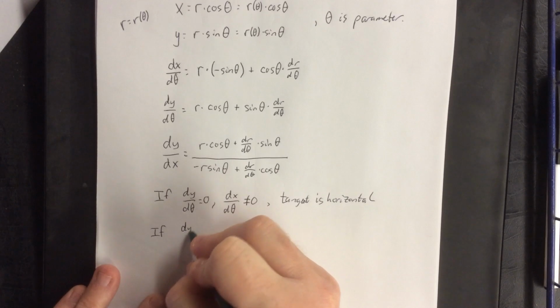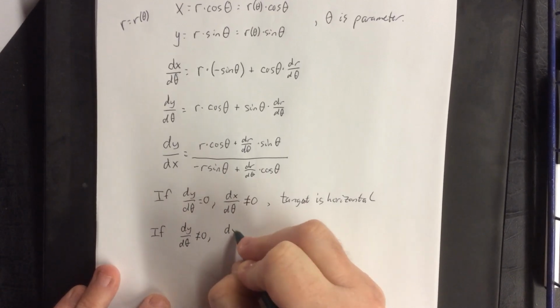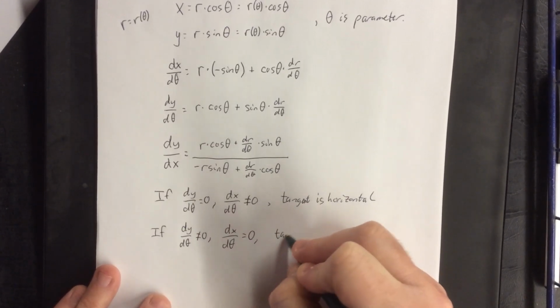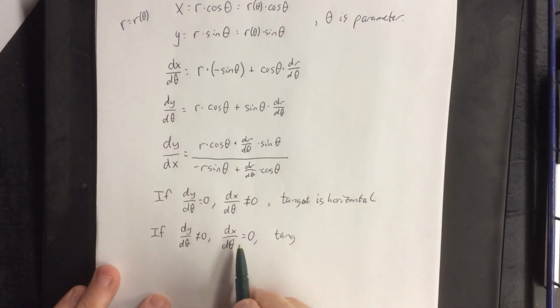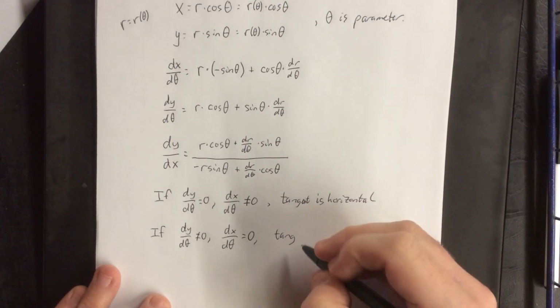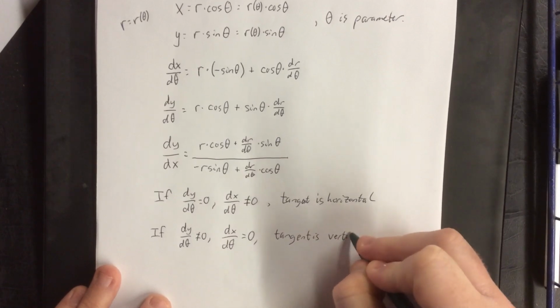Whereas if we were to say dy d theta is non-zero while dx d theta is equal to 0, what we're saying is that x is not changing while y is changing. That would be an example of something that is vertical. So tangent is vertical.